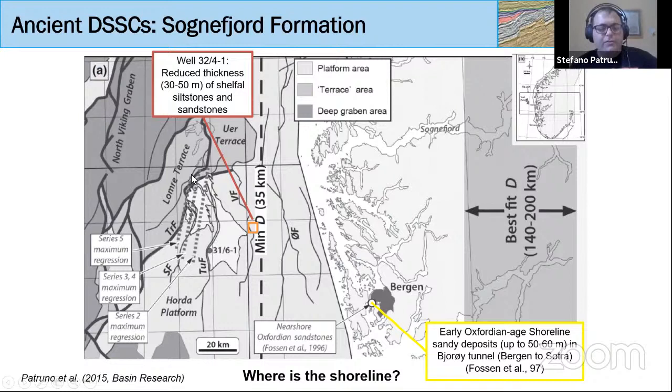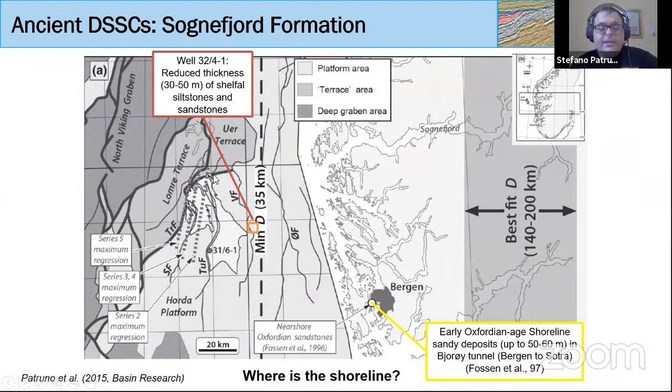This is Norway. That is the present day shoreline of Norway. This is the city of Bergen. There is a paper that was published in '97 that reported the presence of Oxfordian age shoreline sandy deposits at the city of Bergen, in the tunnel that they drilled there. And this is Oxfordian age, the Sognefjord formation.